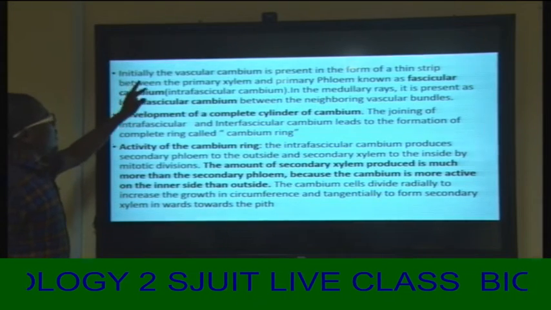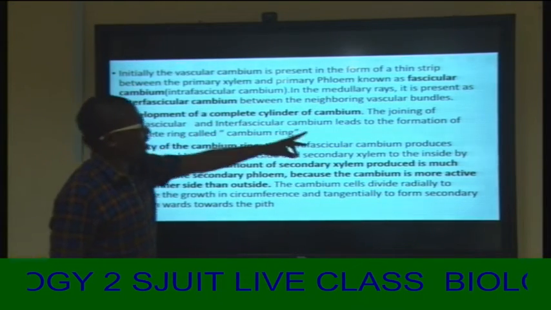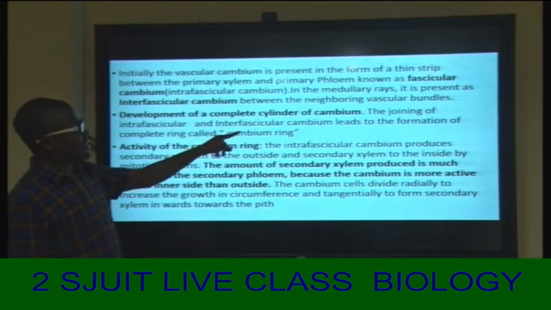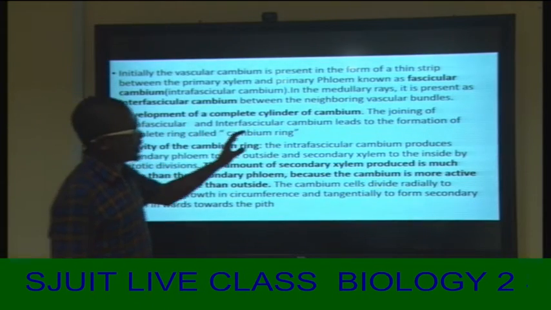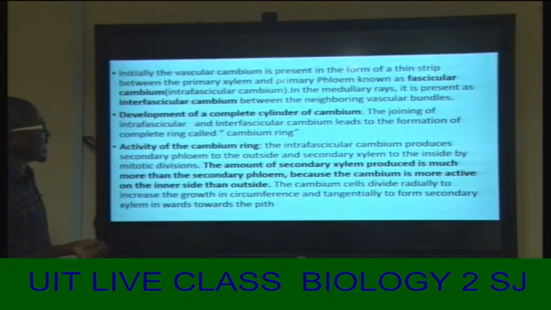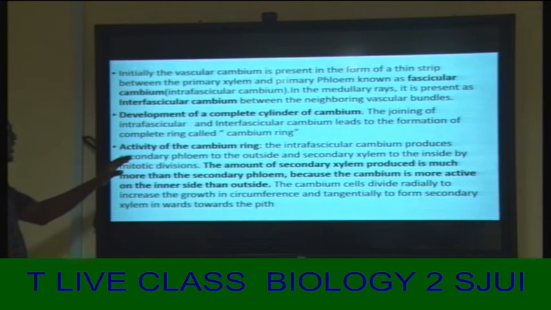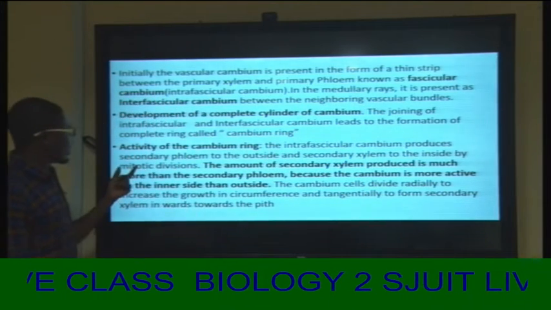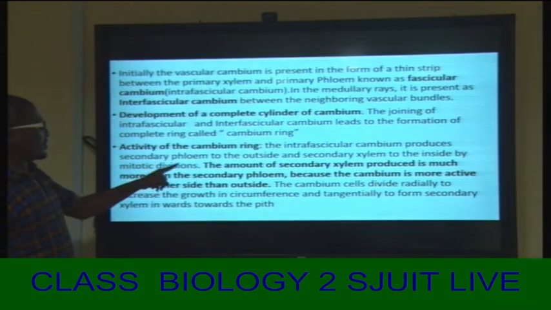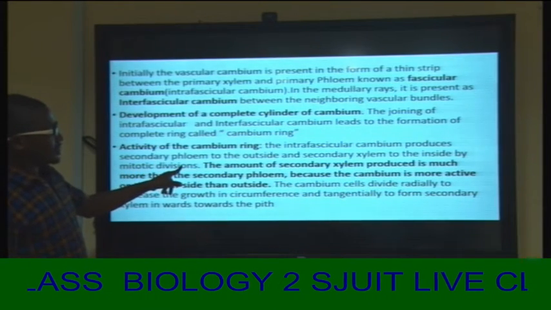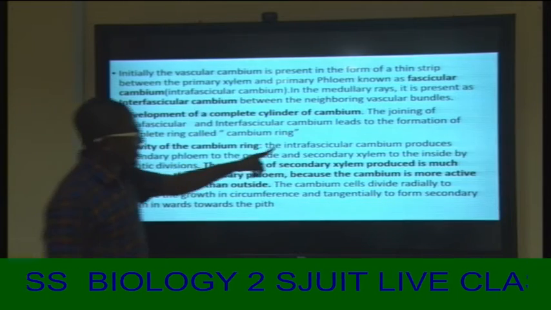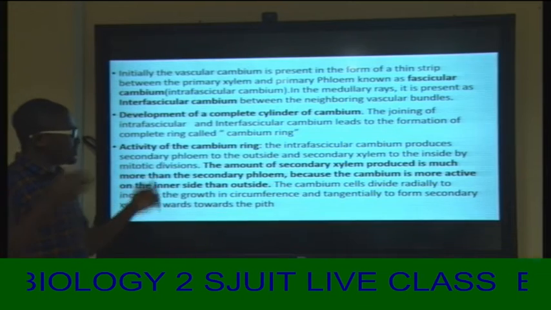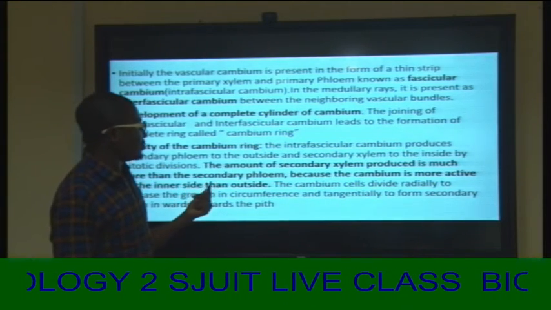Okay, here. The development of a complete cylinder of cambium normally happens by joining the intrafascicular and the interfascicular cambium. This joining can lead to the formation of a complete ring, that is the cambium ring or vascular cambium. The activity of the cambium ring produces the secondary phloem to the outside, and the secondary xylem to the inside.